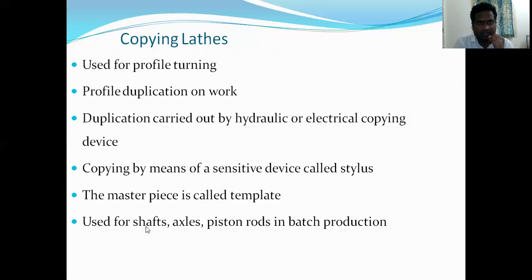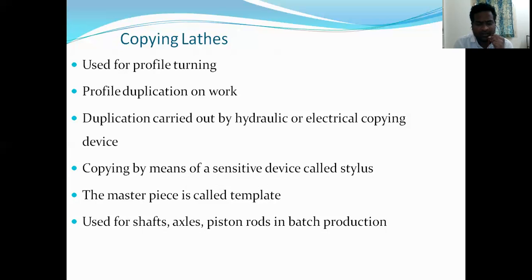Again, if we want to produce similar shafts on copying lathes, the masterpiece is the shaft, and the stylus travels on the shaft. We are not doing anything here. This is the automatic lathe. Copying lathes are automatic lathes.